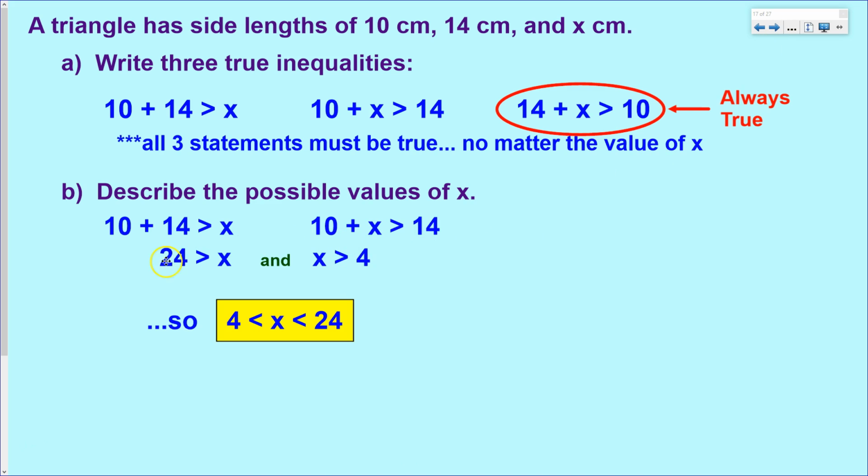And then you have to stitch them together. So this one says that 24 is bigger than x, or x is less than 24, and this one says that x is bigger than 4. So you need to either write that out in words, or this last line right here would be an acceptable answer, or a compound inequality where you write 4 is less than x, which is less than 24.